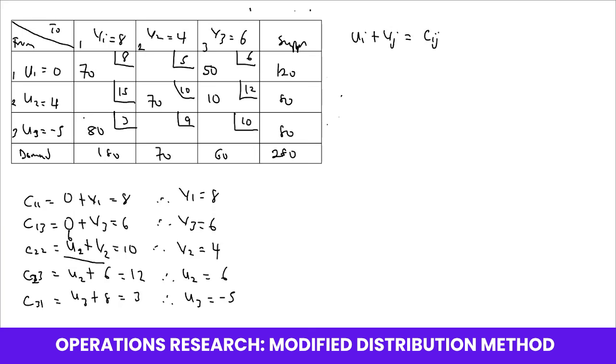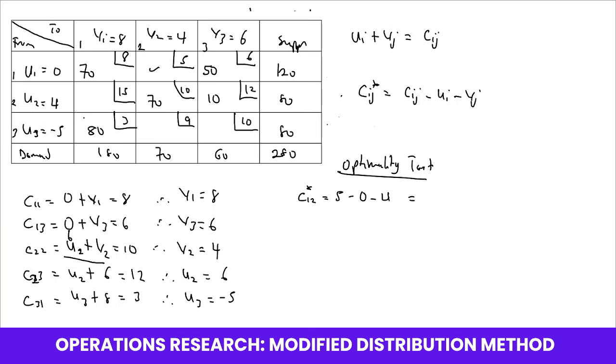Alright, so let's check for optimality. Optimality test. Alright, and we already know the formula: the net cost change is equal to Cij minus Ui minus Vj. We are going to do that on only the unallocated cells. So starting from here, that's C12. The Cij value there is 5. So 5 minus our U, which is 0, minus our V value there, that's 4. So 5 minus 4, that's positive 1.